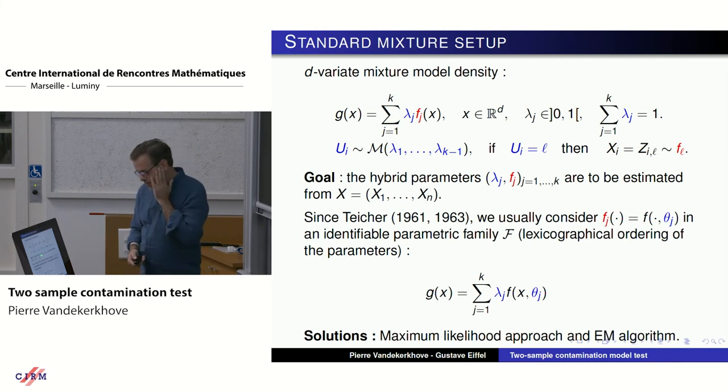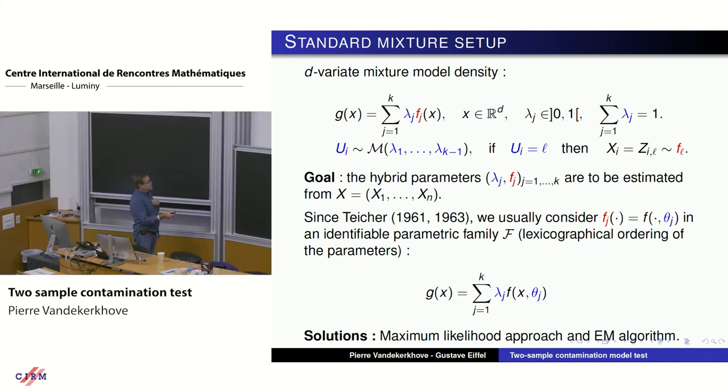Okay, so this problem is not that simple. To make things tractable, Teicher in '61 and '63 considered that the f_j could belong to an identifiable parametric family, which has been studied in these papers for Gaussian distributions and so on. And of course, you have a big concern here, because if you permute the indexes in this sum, you don't change the overall distribution. So you have to put a lexicographical ordering on the parameters, which means for the Gaussian case, for example, that the first component has the lowest mean, the second component has the second lowest mean, and in case the means are equal, you order by comparing the variances. So you have to structure the parametric space to make things identifiable.